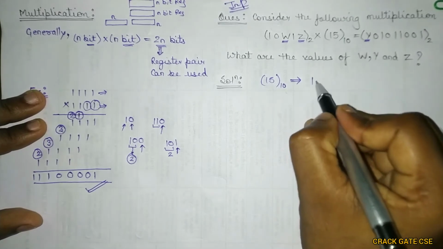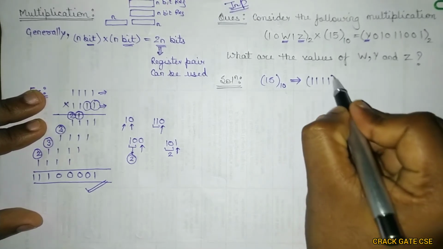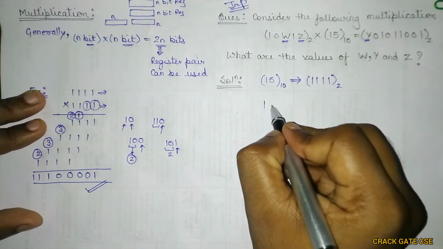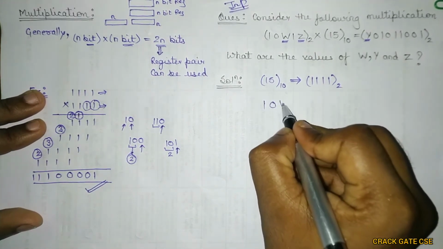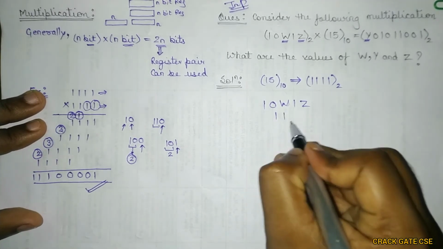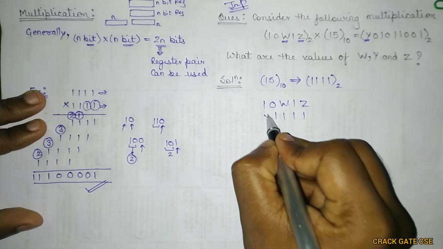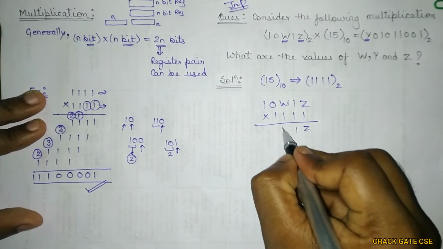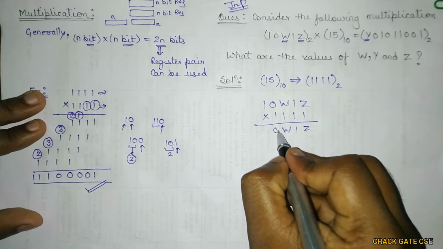So what it will be? It will be 1 1 1 1 to change it to the base 2. Now you have to perform the multiplication. So this is 1 0 w 1 z, and you have to multiply it with 1 1 1 1, right? So what it will be? Z 1 w 0 1.